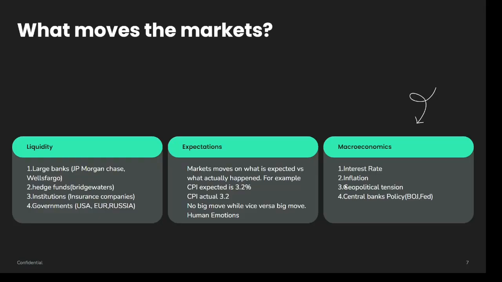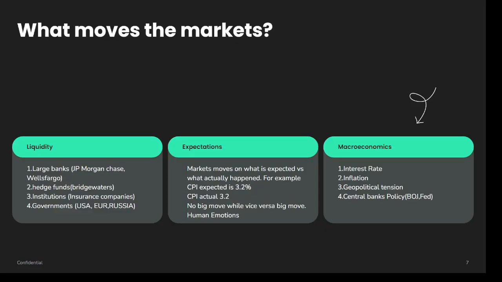Then we'll move on to what moves the market. So what moves the market? The first one is liquidity. Under liquidity, we have large banks, like JP Morgan Chase and Wells Fargo. You've come across these big banks. What they do is transfer or make payments. When they want to make payments between each other, for instance, maybe they've come to an agreement on a deal and they have to make payments.